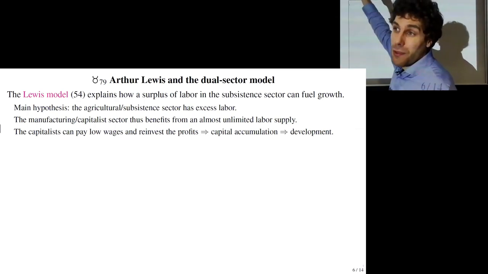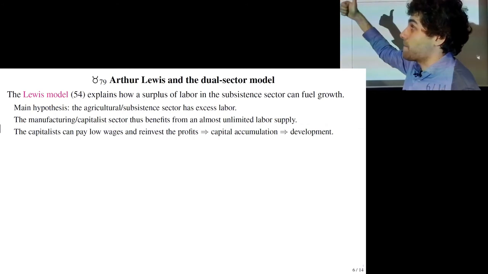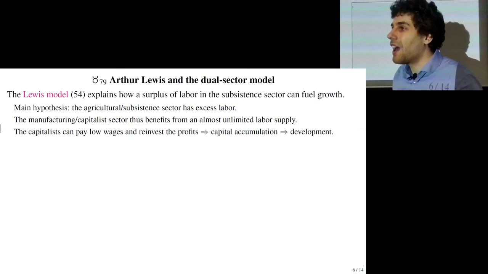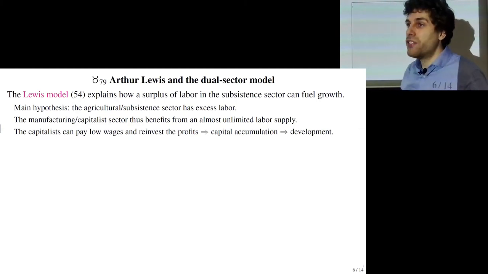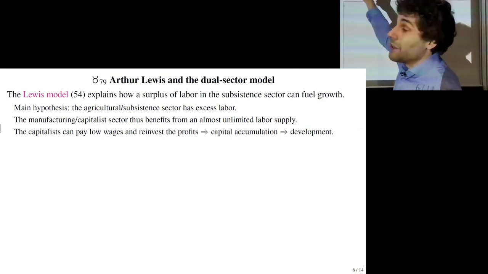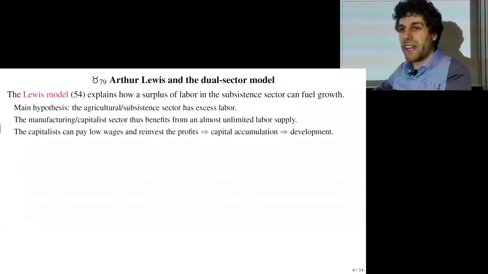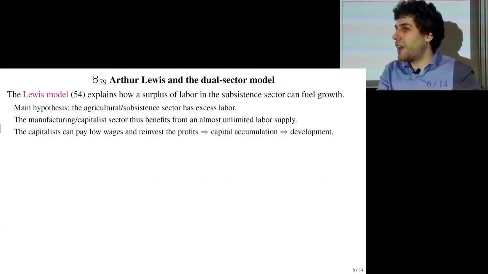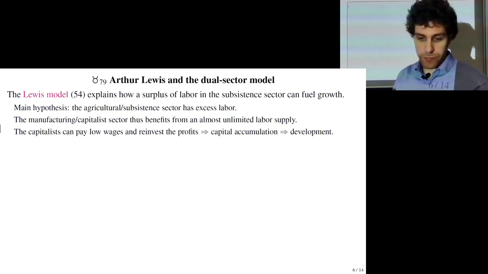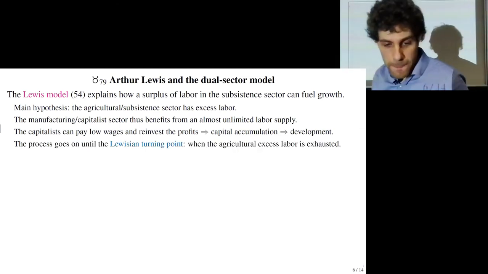Here you see where the model can fail. If wages increase because workers organize and ask for higher wages instead of reinvesting the profits, or because the capitalists don't reinvest the profits, but rather put them in a bank account in Switzerland, speculate, buy unproductive assets, etc., or consume. But if it works well, here is the causal chain.